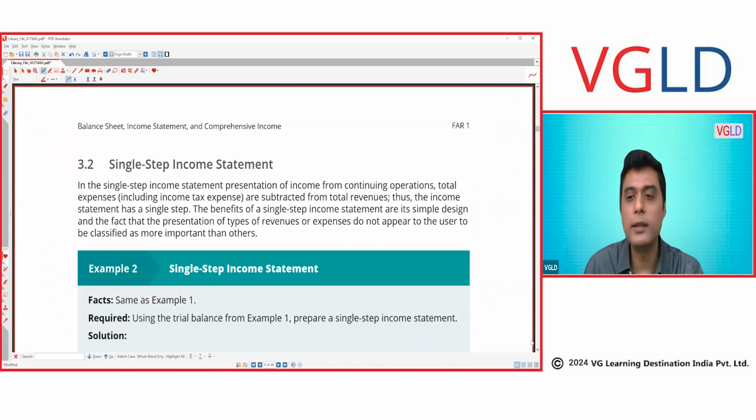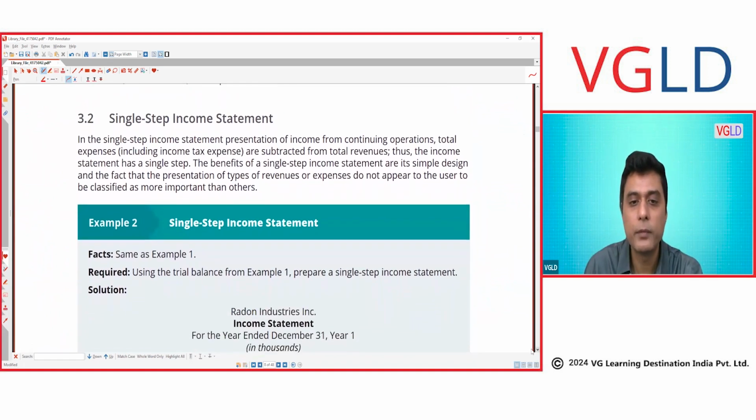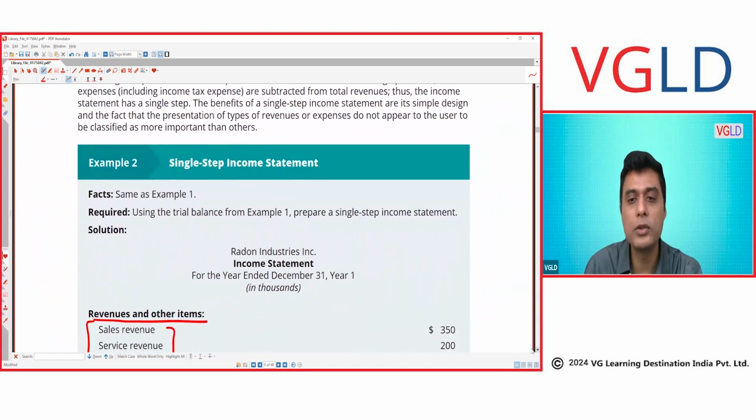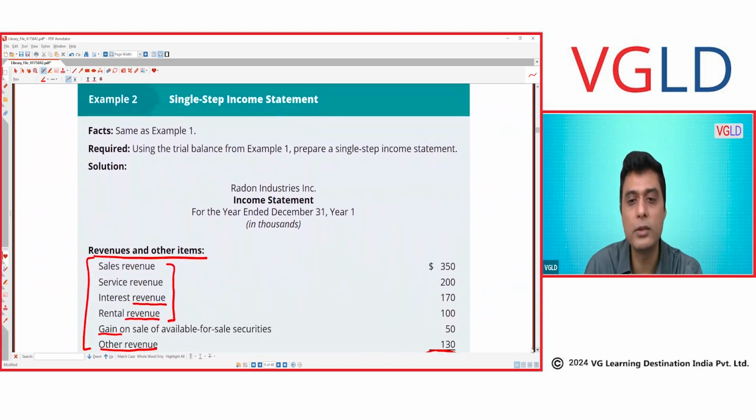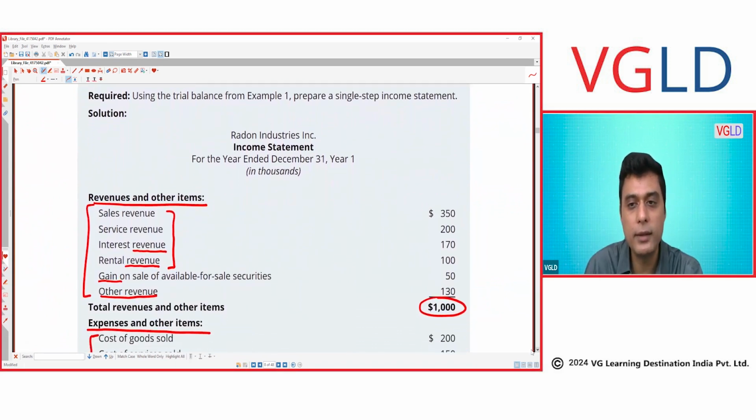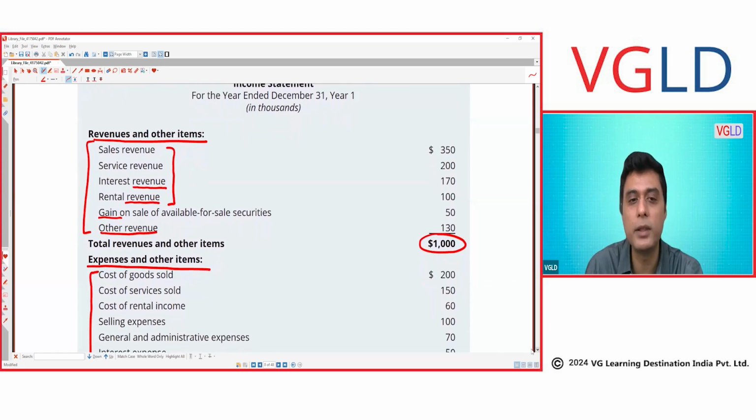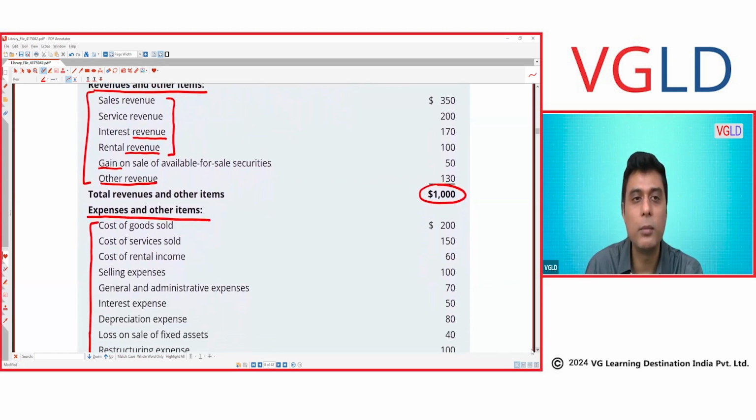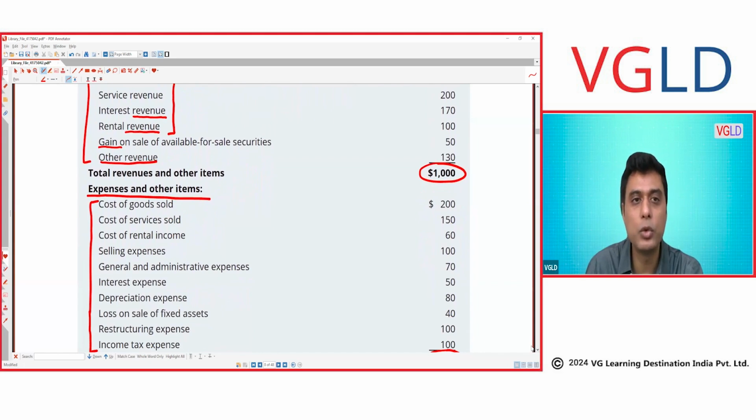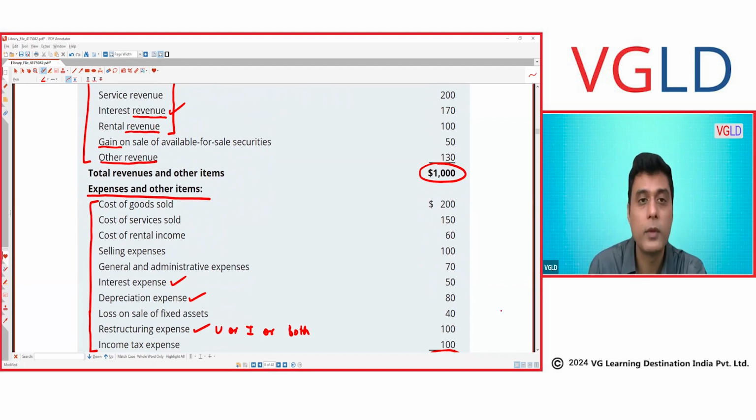All right. In the single step, there's nothing like that. As we saw, all revenues and gains at one place, all expenses and losses at one place. Here, you don't have to think much. It's easy. If you're lucky, you will get a single step income statement as a TBS. But remember one thing, you still have to show interest revenue separately, interest expense separately, depreciation is a separate line item, restructuring is a separate line item. Restructuring expense is in the unusual or infrequent or both category.